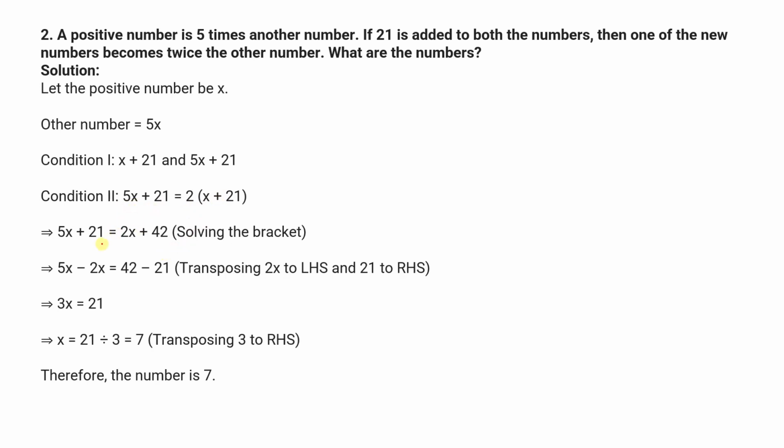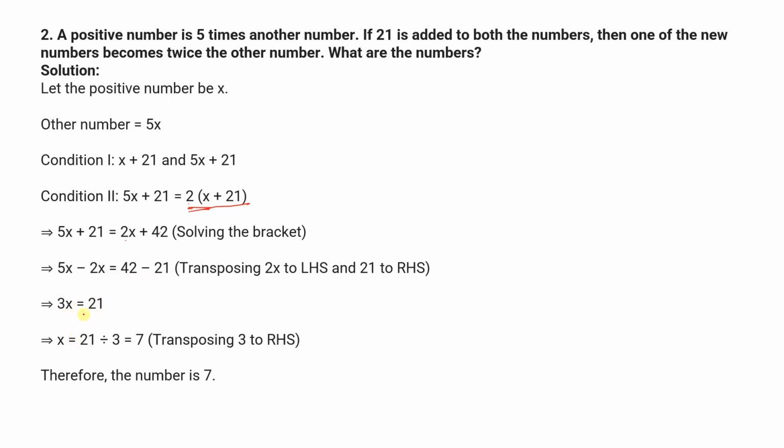So 5x plus 21 is equal to, this is a product of a monomial and a binomial. So 2 into x is 2x, 2 into 21 is 42. 5x, transpose 2x from RHS to LHS and plus 21 from LHS to RHS. So 5x minus 2x equals 42 minus 21. So 5 minus 2 is 3x is equal to 42 minus 21 is 21.